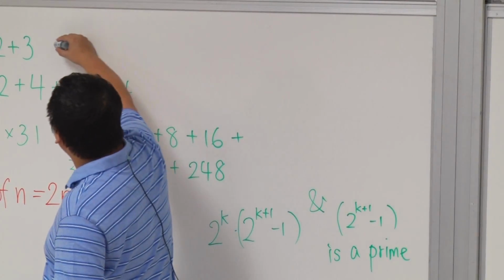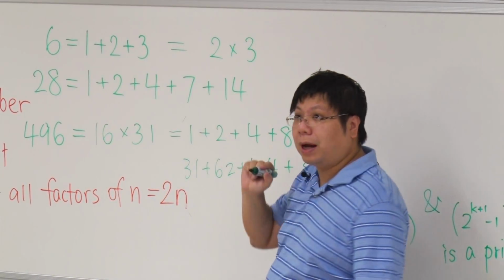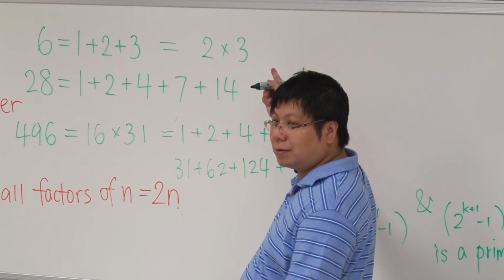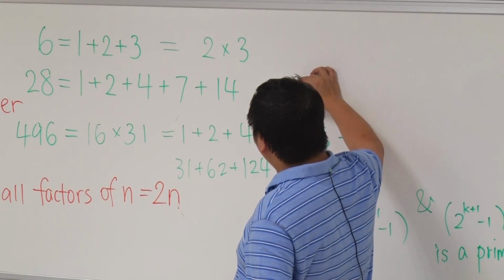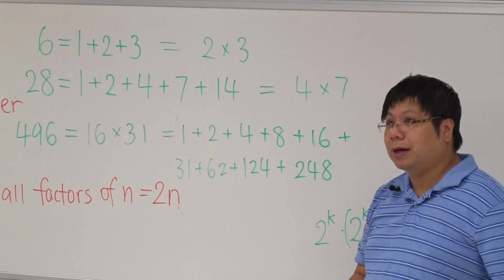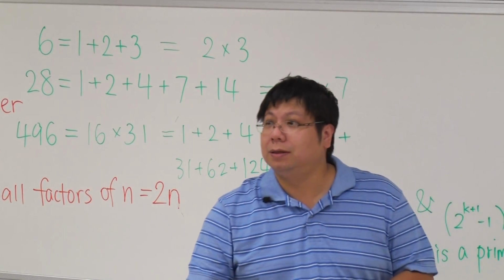So 6 is equal to 2 times 3, right? So 3 is a prime, and 3 is the next power of 2 minus 1, right? So 28 is what? 28 is equal to 4 times 7. Is that okay? And then 496 is 16 times 31.